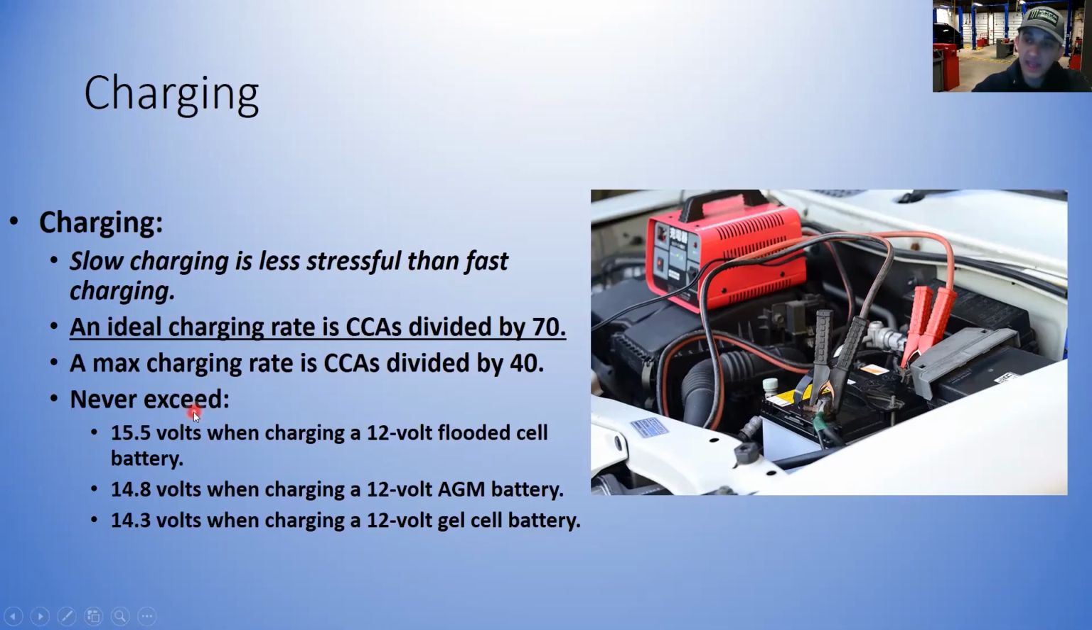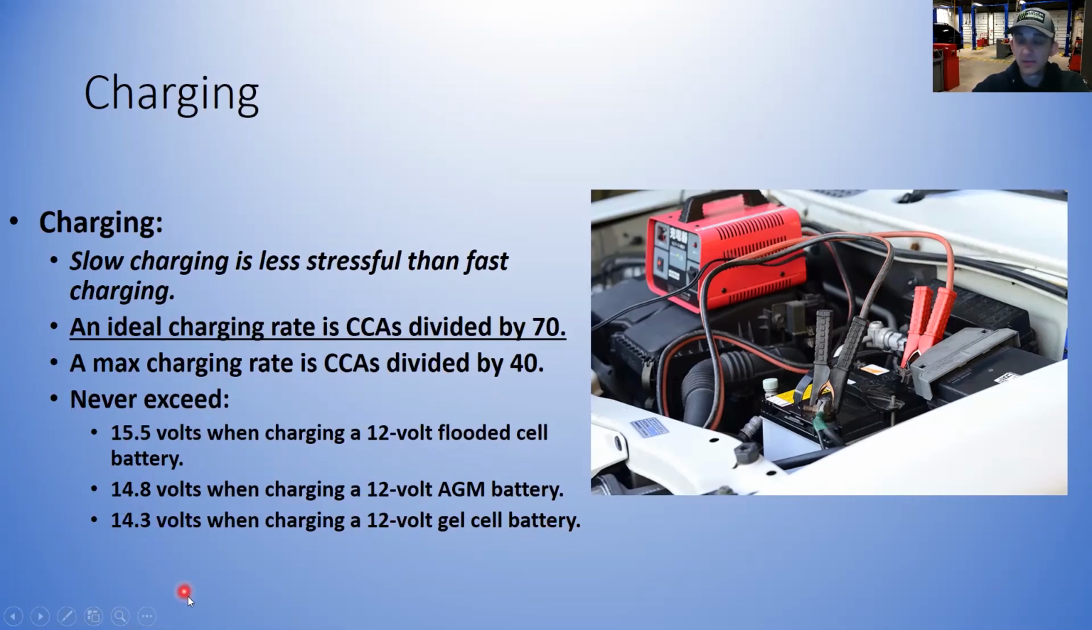All right. So things to remember though: never exceed 15.5 volts when charging a 12-volt flooded cell battery. That is overcharging. It will damage the battery, overheat things, not good. 14.8 volts when charging a 12-volt AGM battery, and 14.3 volts when charging a 12-volt gel cell battery. These are things to never exceed.